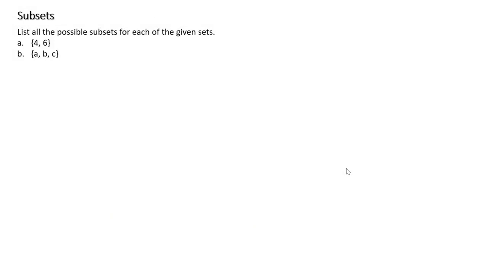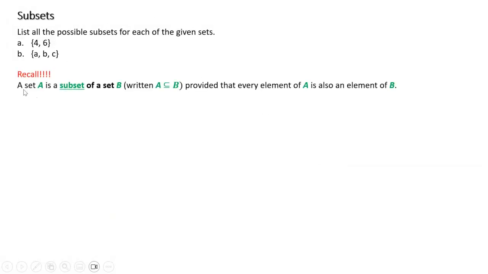It says here, list all the possible subsets for each of the given sets. So we have to list them. Recall, set A is a subset of set B, and this is how it's written: A is a subset of B, provided that every element of A is also an element of B. So let's do part A. We start with the empty set, because the empty set is a proper subset or a subset of every set.